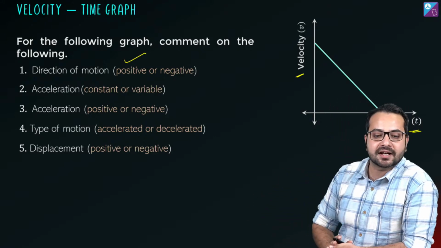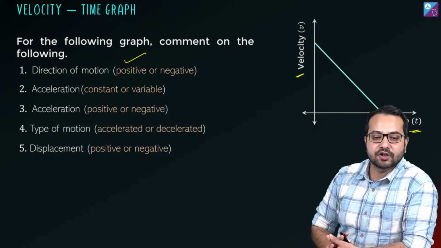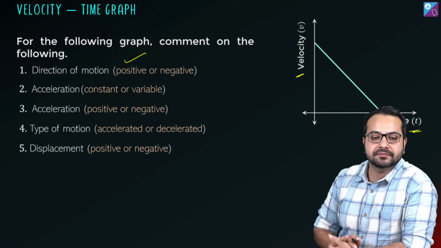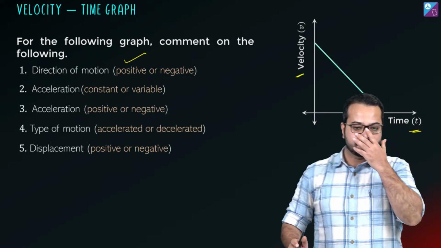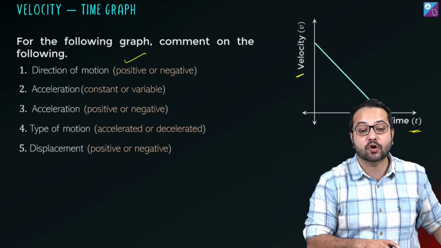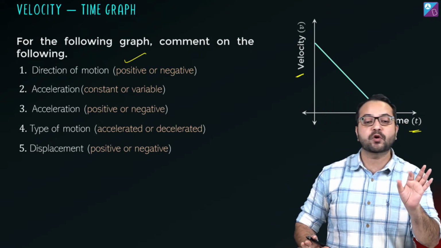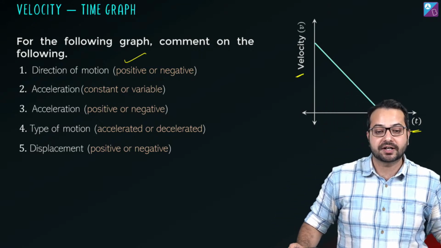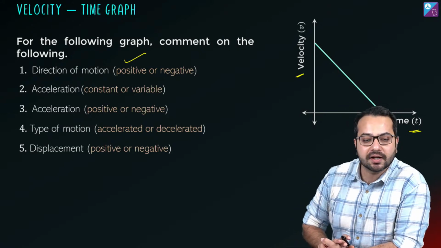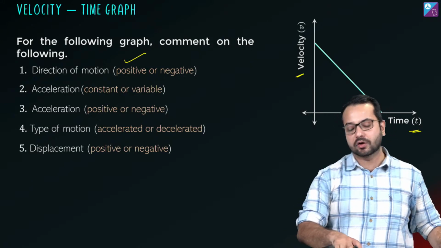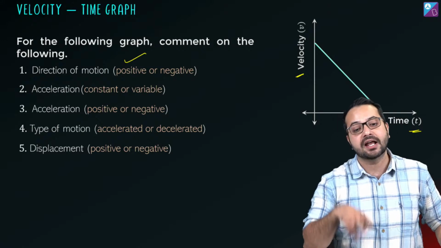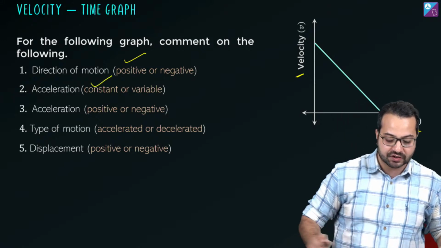Correct. What about acceleration? चलो acceleration क्या है? Sorry, I'm talking about constant or variable. Is the acceleration constant? Is the acceleration variable? Constant. Very good. Why constant? Because the slope is constant. The slope gives us the acceleration and the slope is constant. So the acceleration is constant.